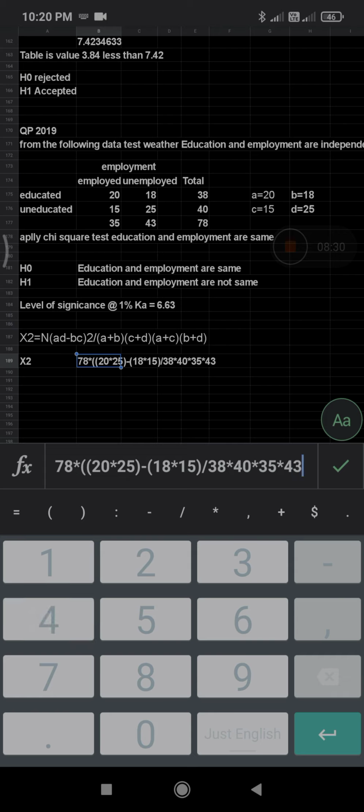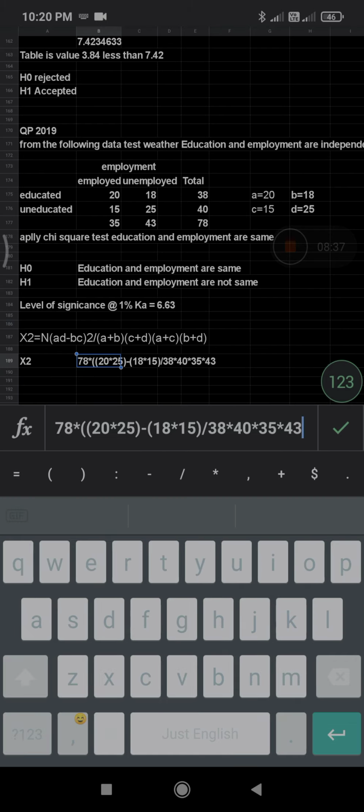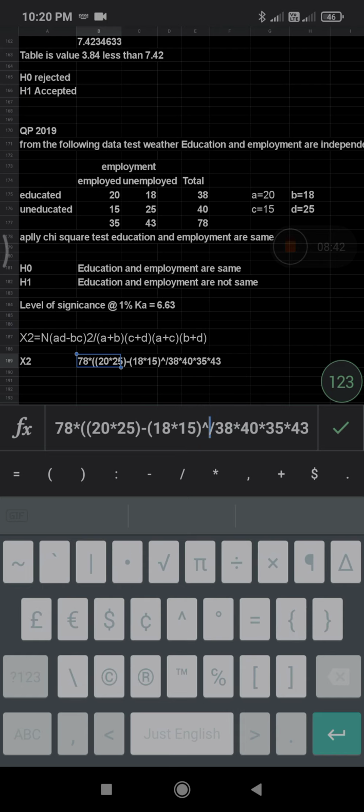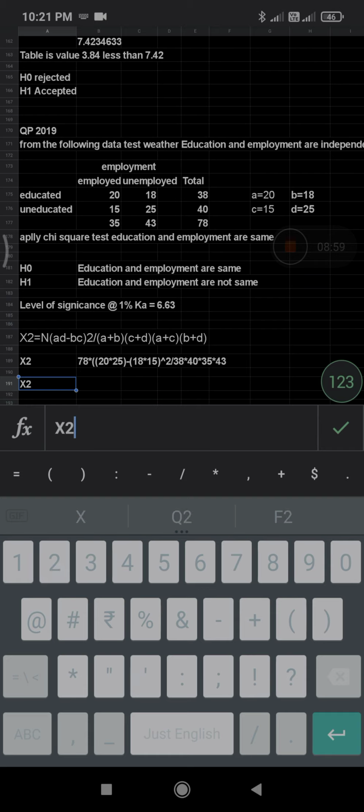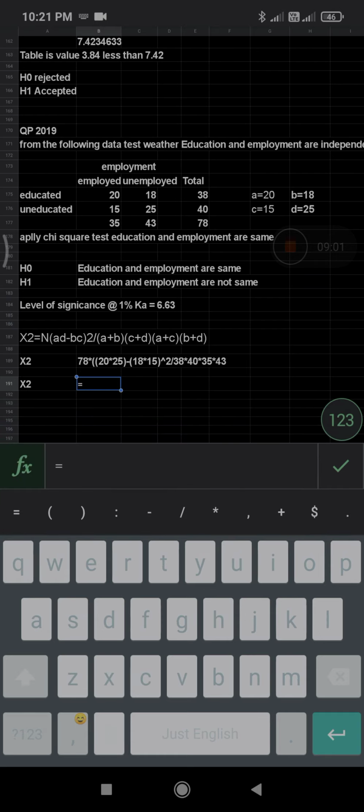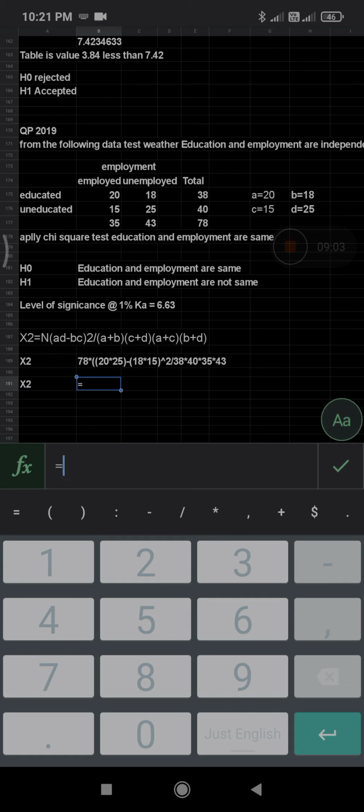So this is the value we should use here for calculation. I have forgotten one point: I have not taken the square. I'll use the square sign, which is used for the square calculation. 20 into 25 minus 18 into 15 whole square. So that we should calculate here. Therefore x square equals to, now I'll use the proper calculation.